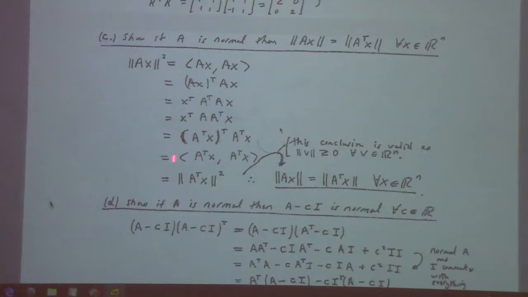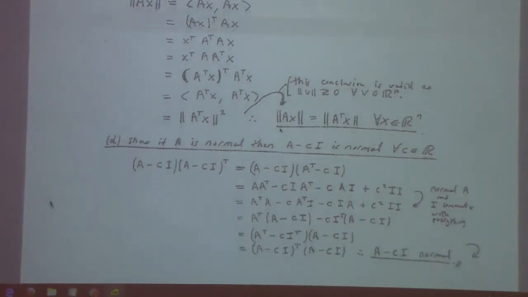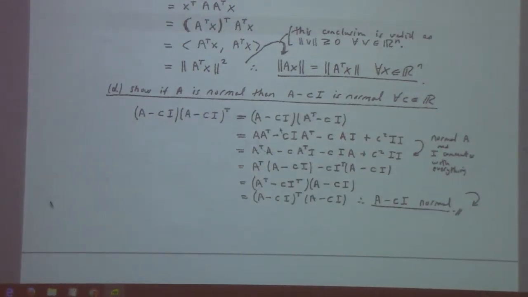So any questions? I mean, I don't know. Then if A is normal, then A minus Ci is normal. Well, that actually is just straight matrix algebra and properties of the transpose, right?